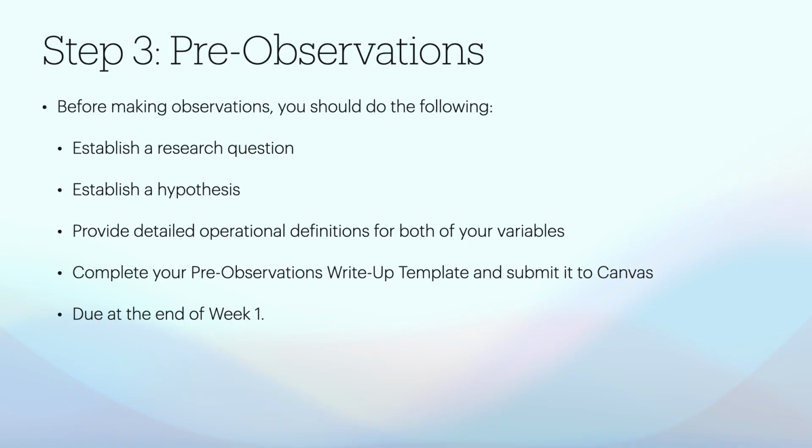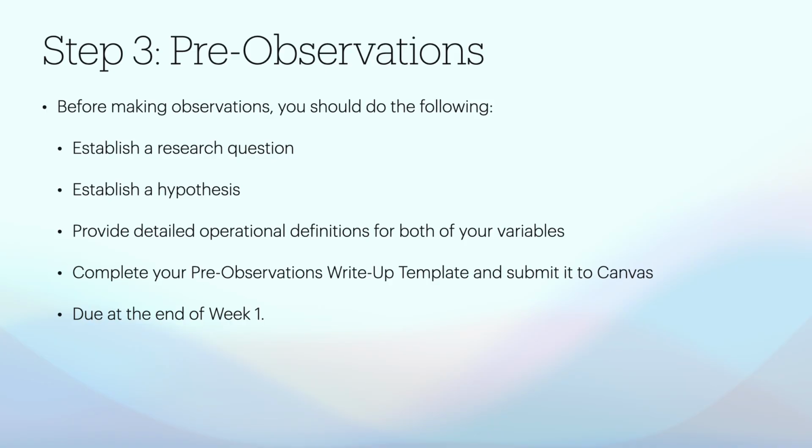So on this template, you'll be asked to answer a couple of questions with at least one paragraph. So for my classes, when I say one paragraph, I'm talking each paragraph should be at least 4 sentences. So on this document, a couple of things you'll be asked to do: establish a research question. So what question are you hoping to answer with your observations? Establish a hypothesis. So what do you think is going to happen when you do go out and make observations, and why? Provide your detailed operational definitions for both of your variables.